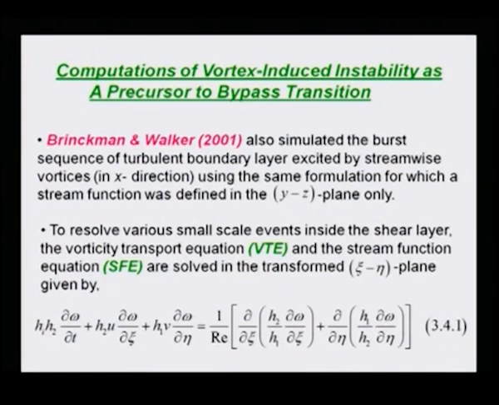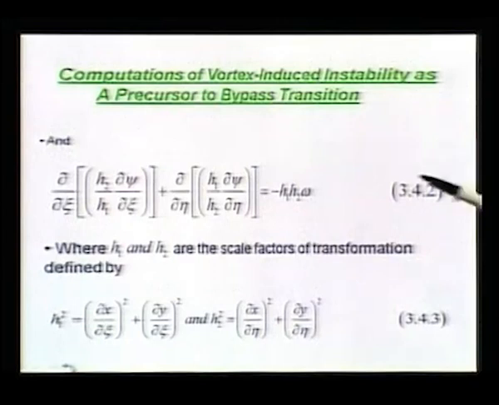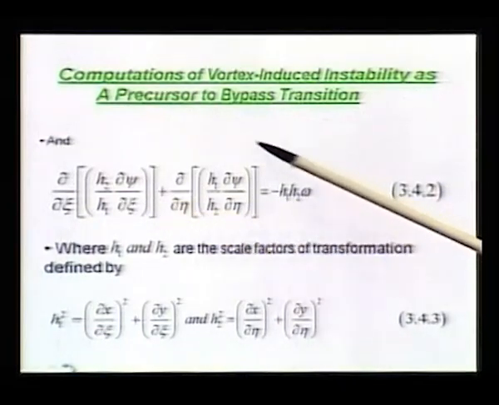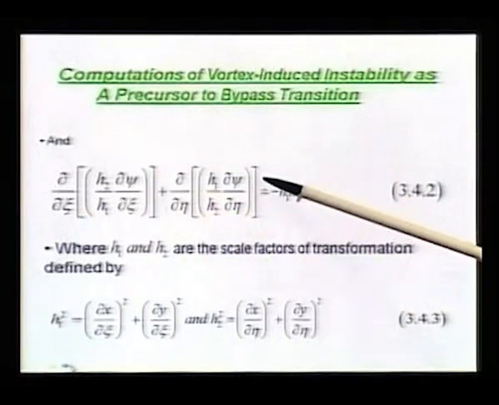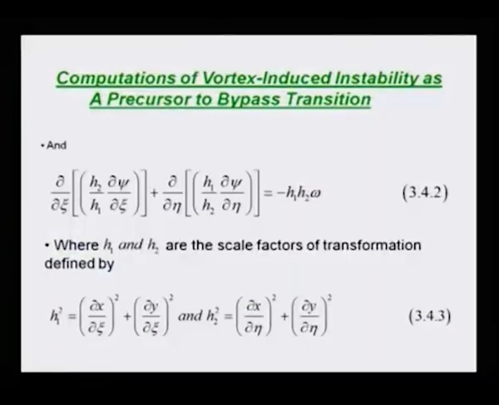We have gone on from the physical to the transform plane to resolve all the phenomena by taking a stretched grid. If that was the vorticity transport equation, equation 2 here is the kinematic definition of the vorticity in terms of the stream function. So, this is your Poisson equation, the stream function equation, and this h1 and h2 are those scale factors of the transformation.